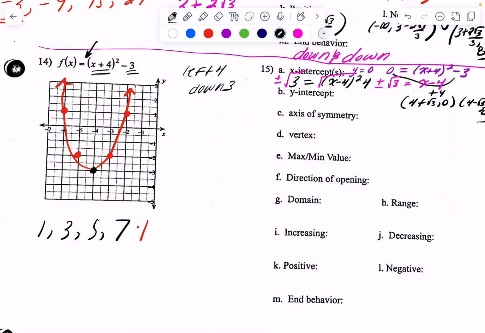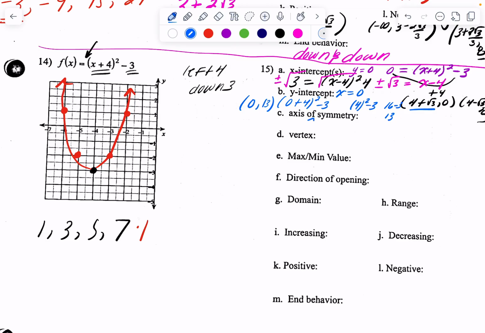Which are just decimals, keep in mind. This is like the pretty way of writing the decimal. Y-intercept are when x equals 0. So if I go plug in 0, that would be 0 plus 4 squared minus 3. So that'd be 4 squared minus 3, which is 16 minus 3, which is 13. So plug in 0, get out 13.